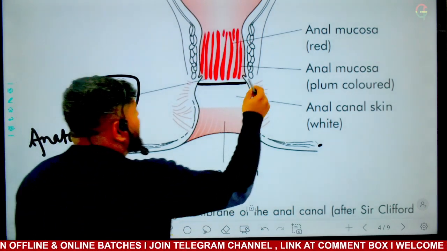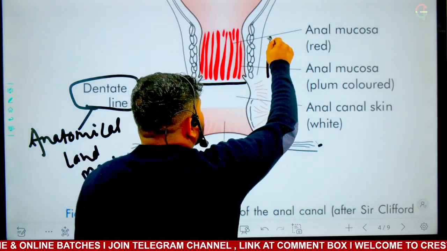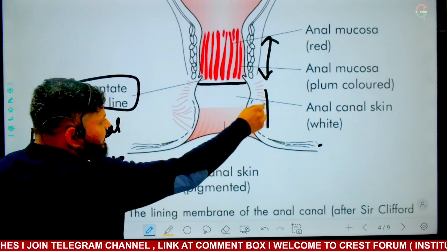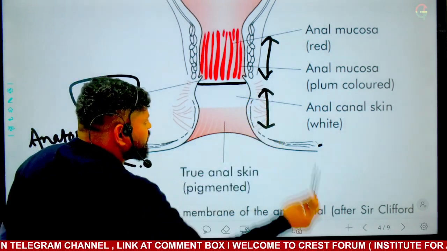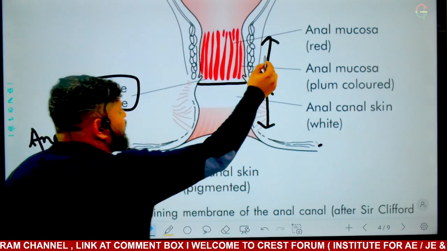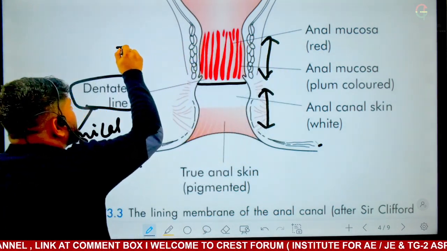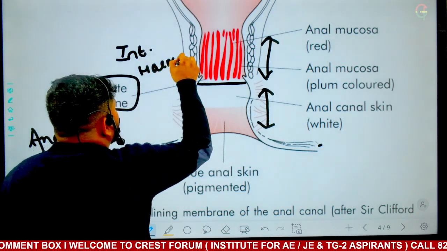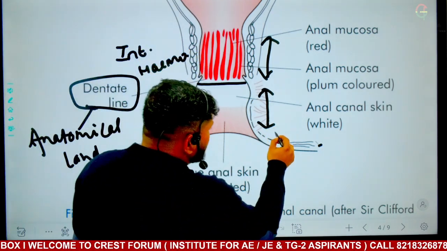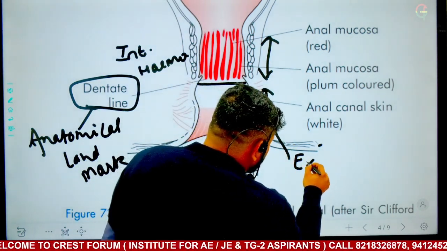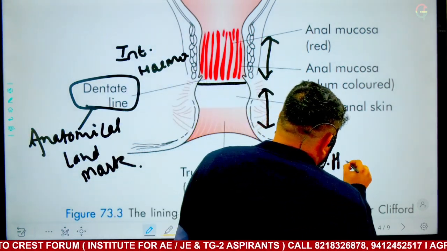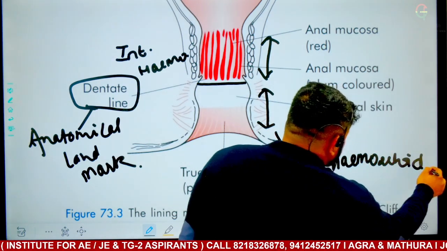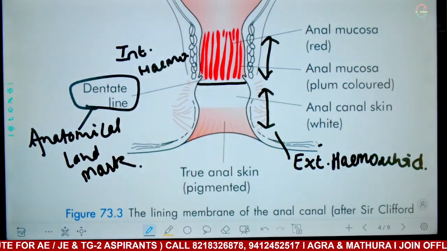Above the dentate line and below the dentate line, there are only two possibilities. Above the dentate line is internal hemorrhoid, and below the dentate line is external hemorrhoid. Any questions? No. Okay.